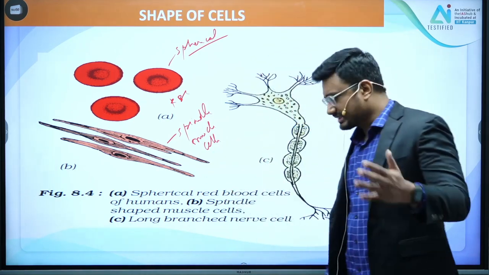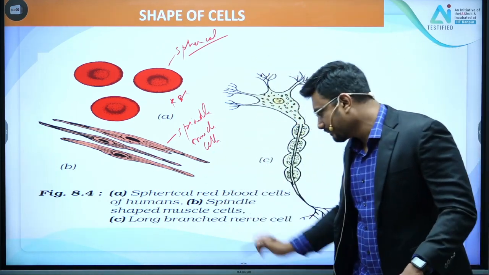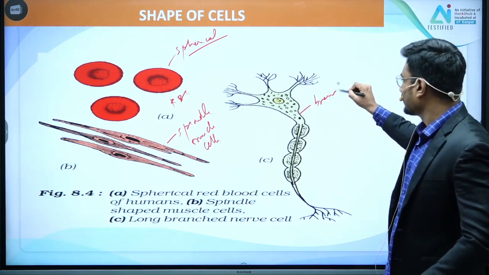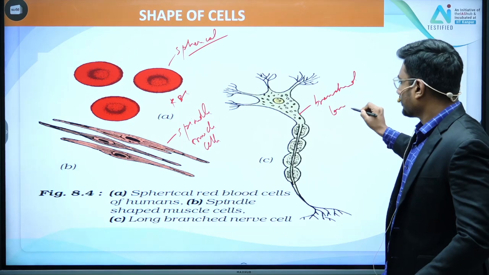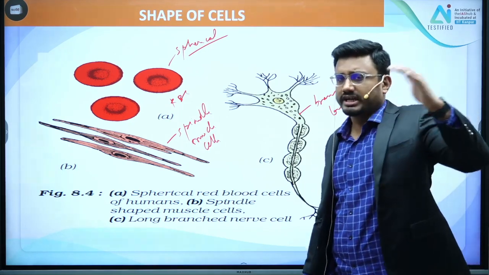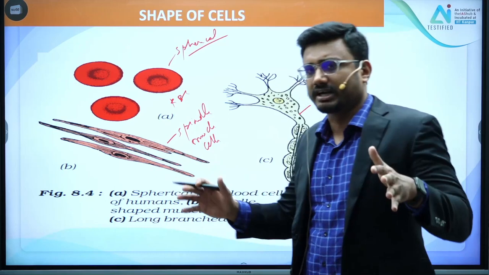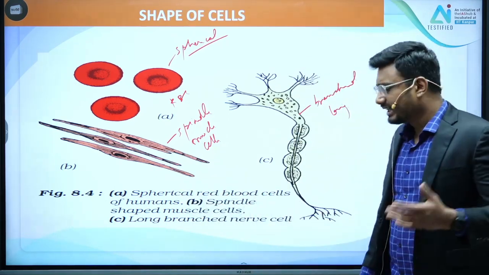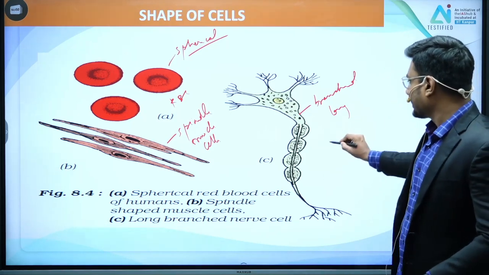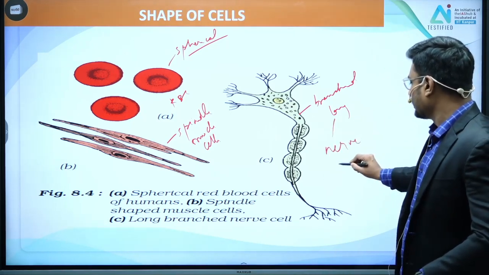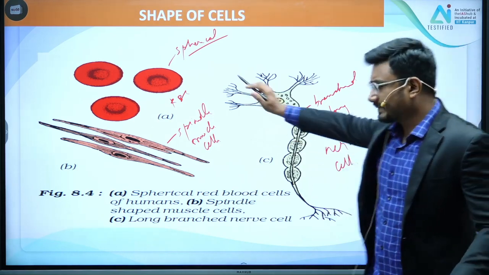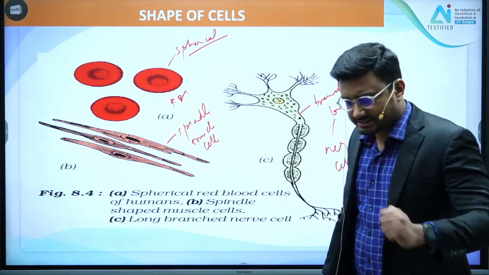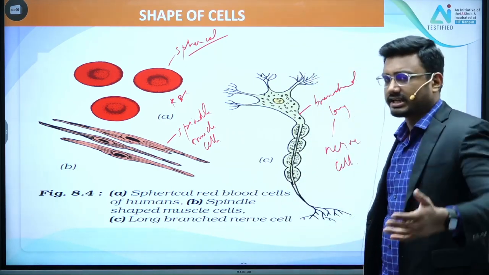And in option C, we have the long branched nerve cells. Nerve cells are branched and long. They are long and branched because they need to convey the messages from the brain to various other parts of the body, so the movement of the body and everything can be coordinated and regulated in an easy manner. These are the characteristics of the nerve cell. So spherical cells are the red blood cells, the spindle shaped cells are our muscle cells, and the long and branched cells are our nerve cells.